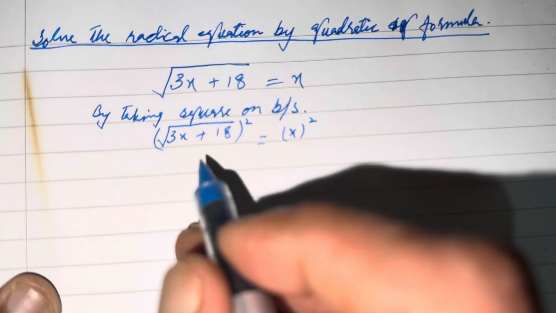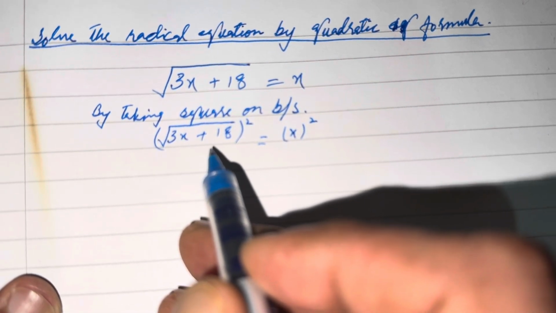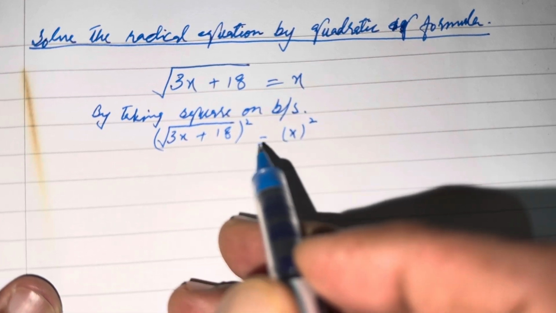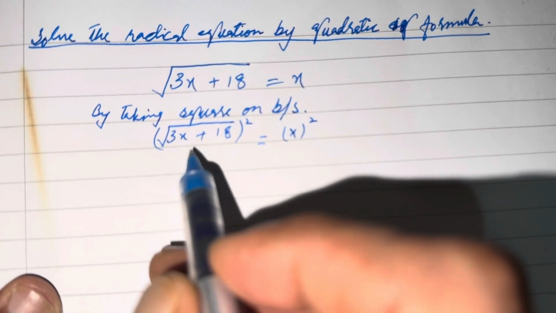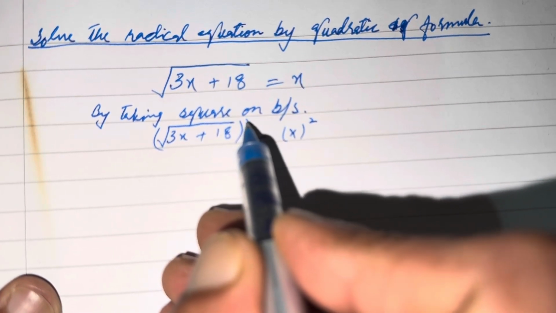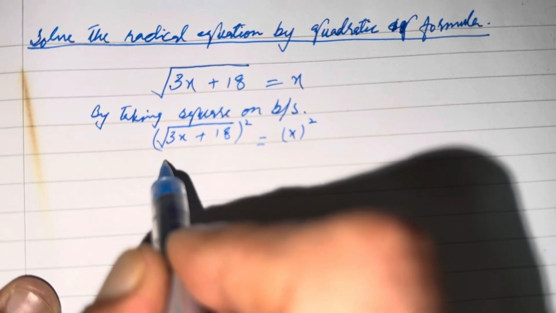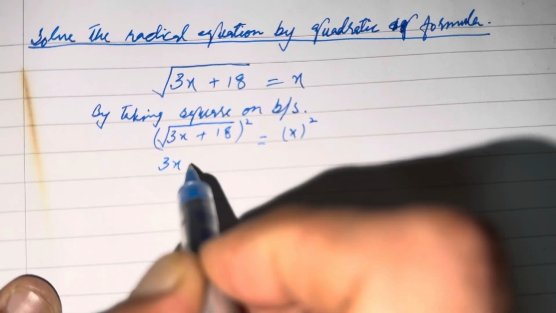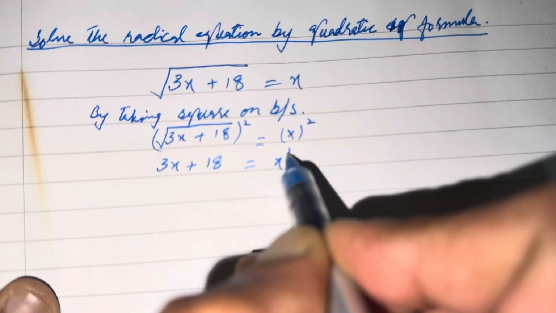So if you take the square on one side of the equation, you have to take the square on the other side of the equation as well. So now in our next step, that square will be cancelled with this square root, so the equation will become like 3x plus 18 is equals to x square.